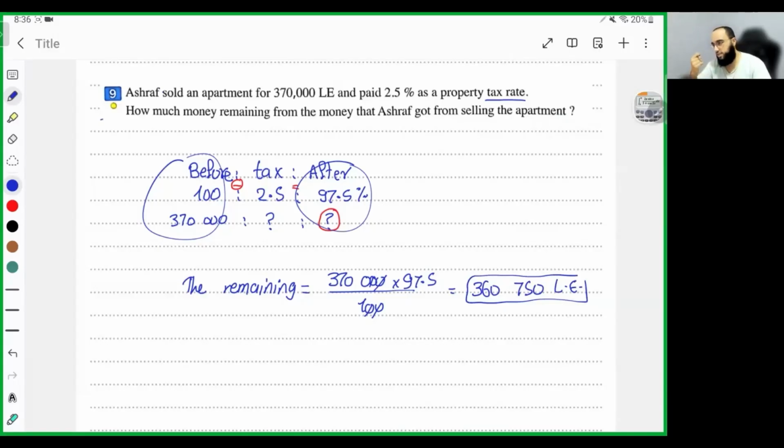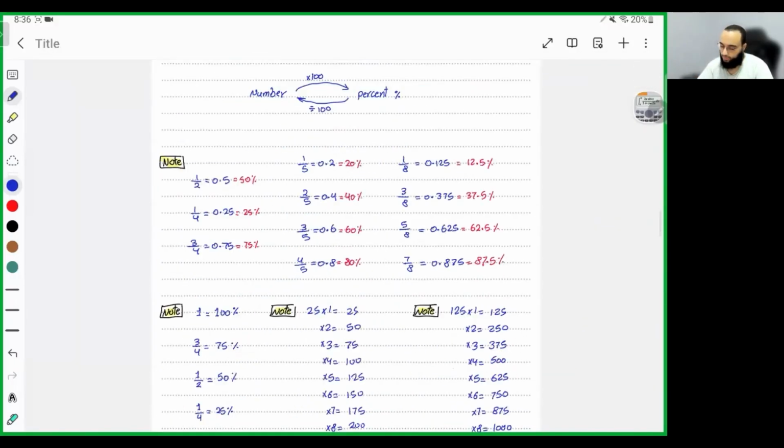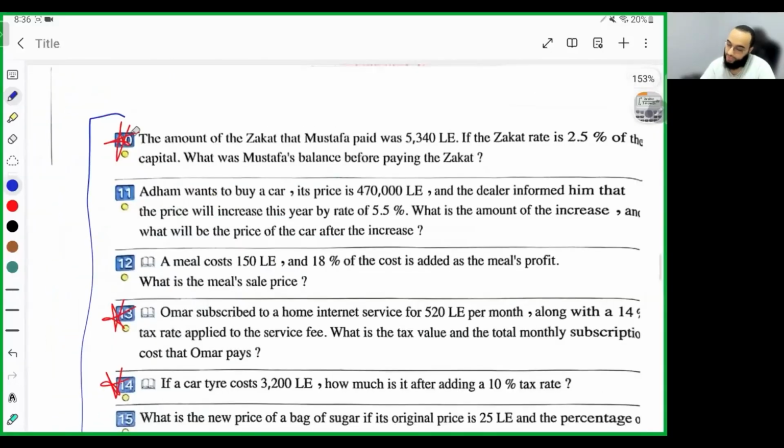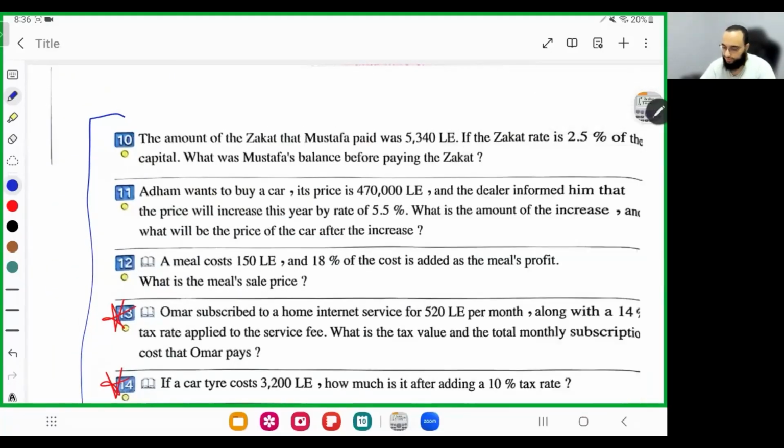If you sell something, you have to pay a tax for the country that you are living in. Okay? Yes. Let's look for another question, something like that. It's a zakah question.